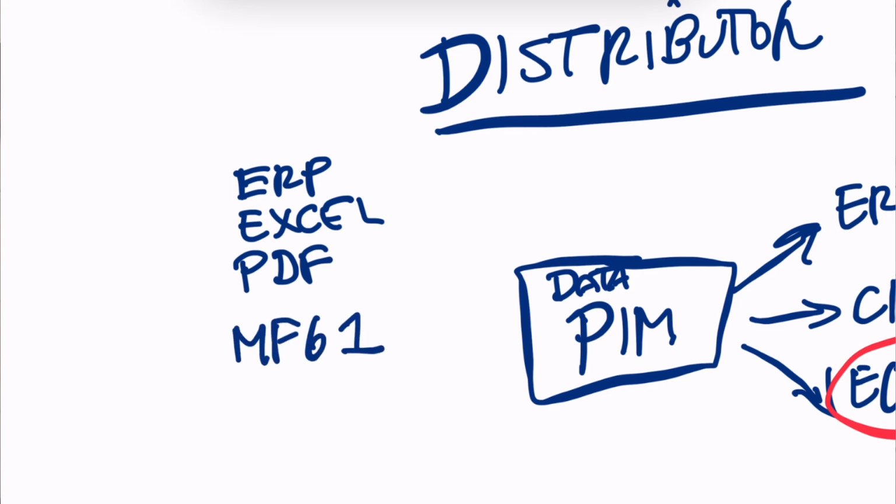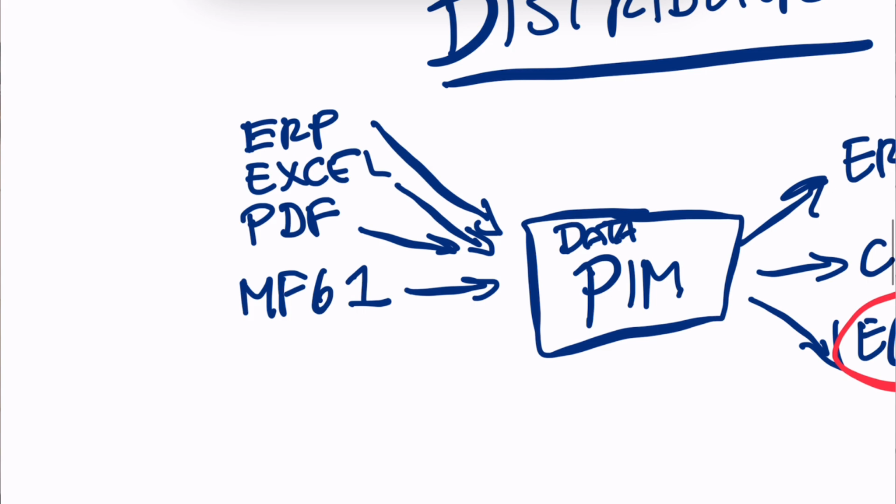So we have manufacturer 1. We have ERP sending data, Excel sending data, PDF sending data. We also have manufacturer 1 sending data. So Grainger, if Grainger is the distributor, this is 3M, right? Manufacturer 2 is sending data. This might be Honeywell.